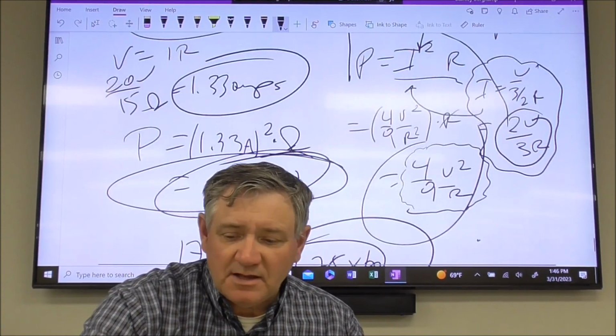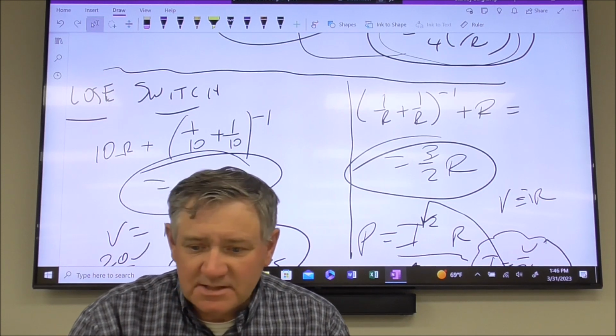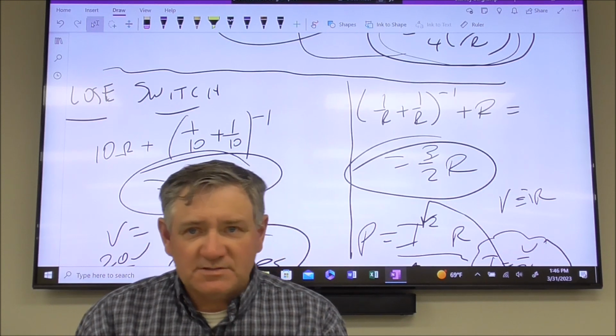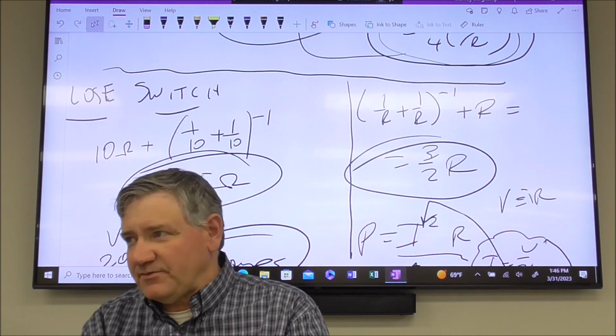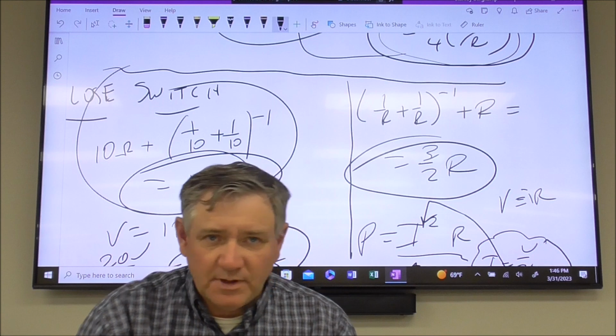And as long as I've taught this, some kids loathe this process. They hate working with variables. It absolutely flips them out, and they like to work with numbers.